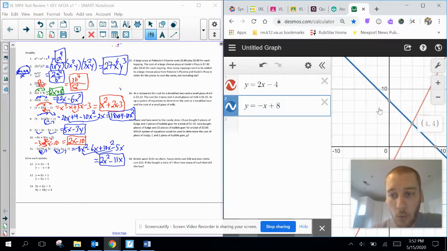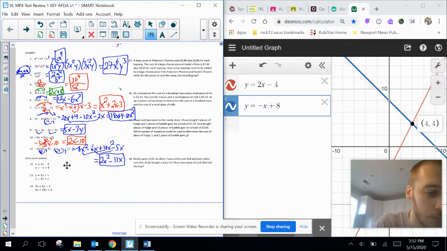And I'm looking for where these lines cross. So the red line, Desmos is really nice to put them in different colors. Where does the blue line touch the red line? Boom, that's it. Your answer is 4, 4. That's all you got to do. So my solution to this is 4, 4.